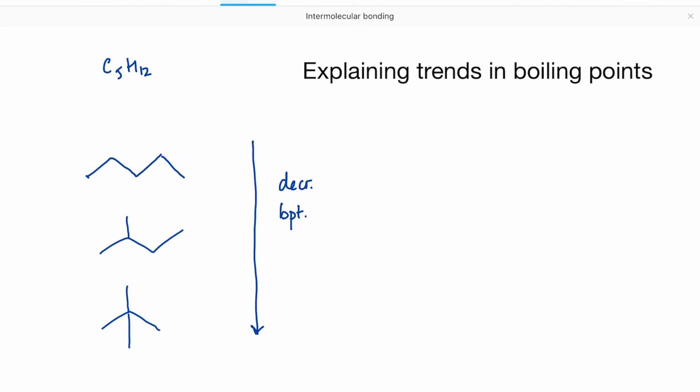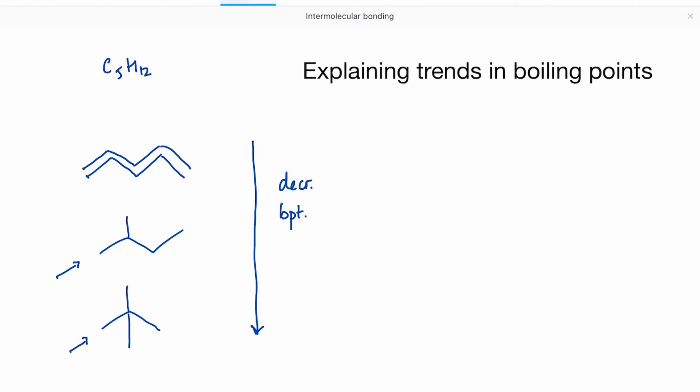So I've got 3 isomers here of pentane, C5H12. As we move from one to the other, we have a decrease in boiling point, which ties in nicely with the degree of branching of each isomer. And the reason simply is that pentane, in terms of its straight chain isomer, these molecules have got a regular arrangement. They can pack closely together. So we have stronger intermolecular forces between the molecules.